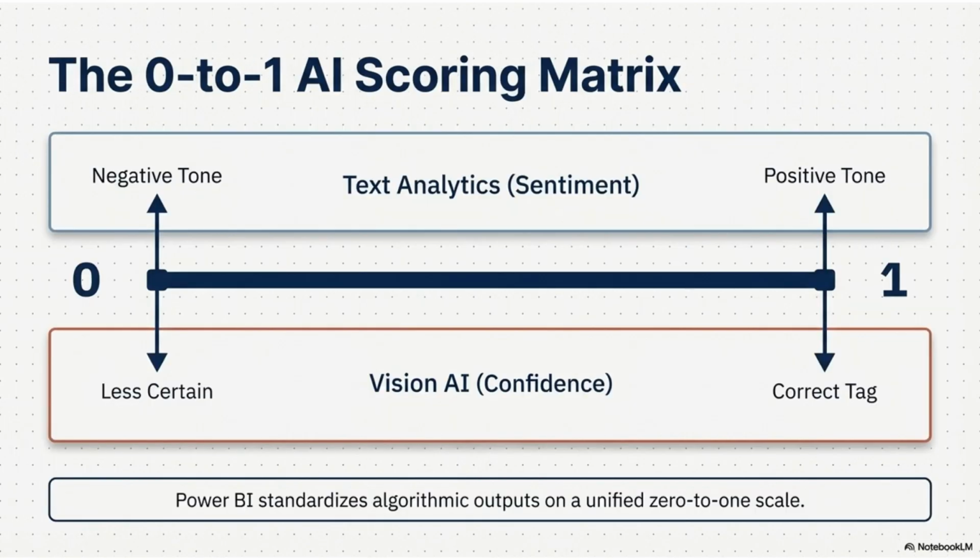Now we are combining everything. We use a unified scoring system from 0 to 1, sentiment scores, confidence scores. This creates a standardized way to evaluate the AI outputs. This makes analysis consistent and scalable.